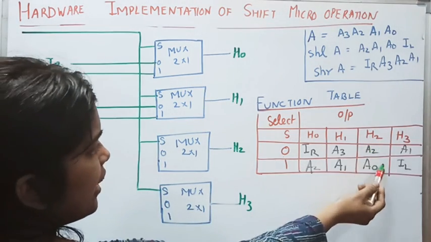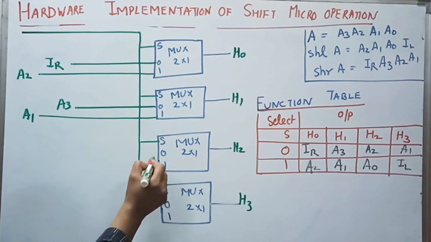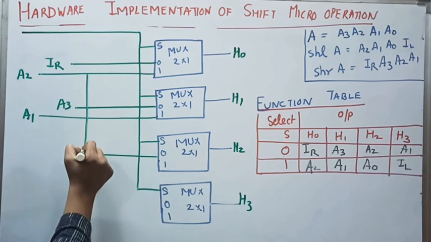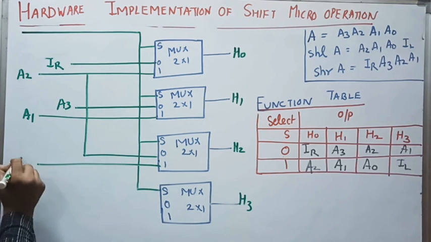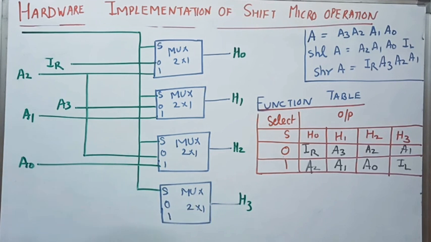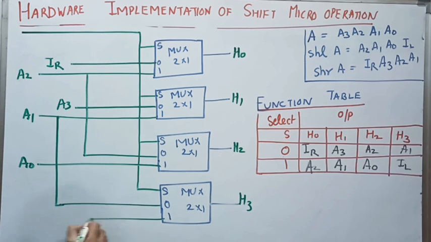Next, 0 and 1, H2. There is A2 and A0. A2 I already have, so I just connect this wire from A2, and A0 is there. Next, H3 is there. H3 has A1. I also have A1, and IL is there. This is your IL. So this is the simple hardware implementation of the logical shift left and logical shift right.